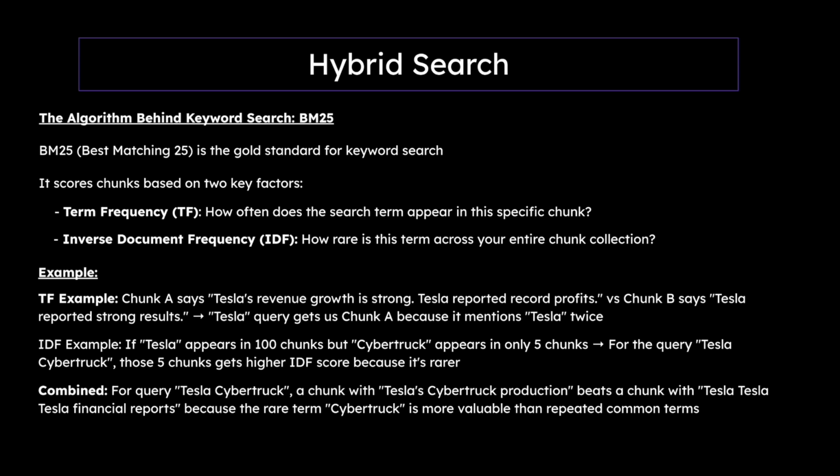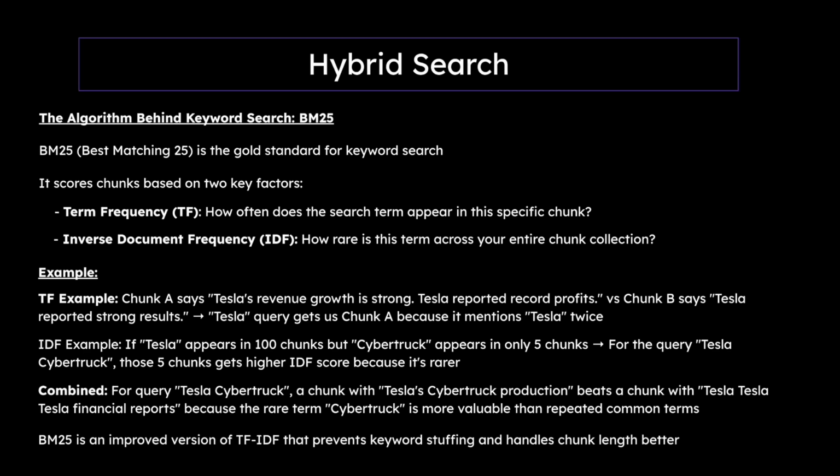Combined, for a query like Tesla Cybertruck, a chunk with Tesla Cybertruck production beats a chunk with Tesla financial reports. Even though Tesla is repeated thrice, TF-IDF gives preference to the former because Cybertruck is only present in very few chunks. The rare term Cybertruck is more valuable than repeated common terms. BM25 is an improved version of TF-IDF that prevents keyword stuffing and handles chunk length better.